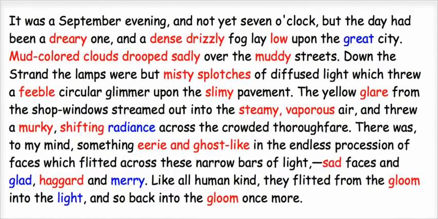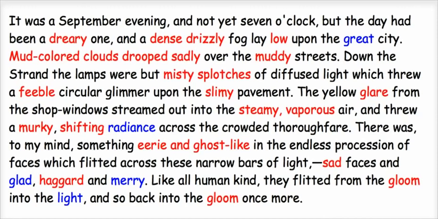It was a September evening and not yet 7 o'clock, but the day had been a dreary one, and a dense drizzly fog lay low upon the great city. Mud-coloured clouds drooped sadly over the muddy streets. Down the Strand the lamps were but misty splotches of diffused light, which threw a feeble circular glimmer upon the slimy pavement. The yellow glare from the shop windows streamed out into the steamy, vaporous air, and threw a murky, shifting radiance across the crowded thoroughfare.